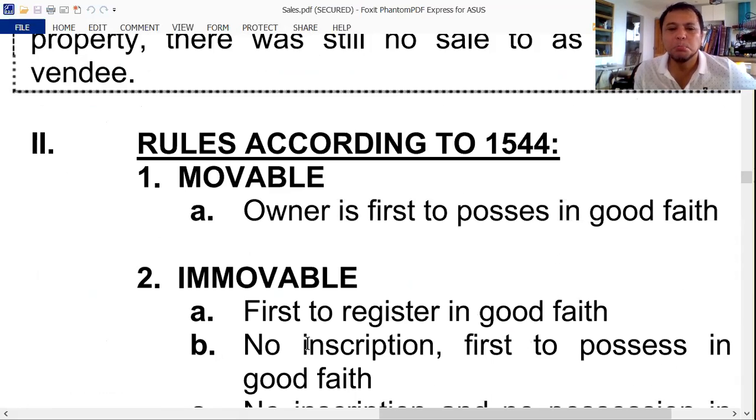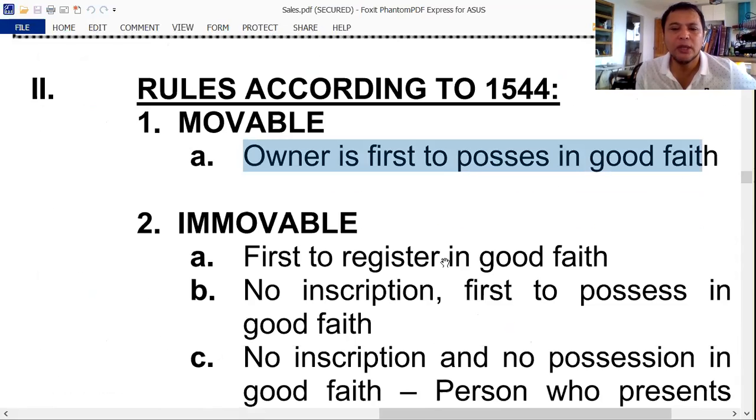Again, these are the rules in 1544 as to movables. Whoever is the first to possess in good faith is the owner. Whoever is the first to possess in good faith is the owner. That's as far as movable properties are concerned.